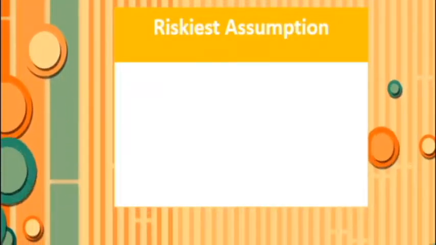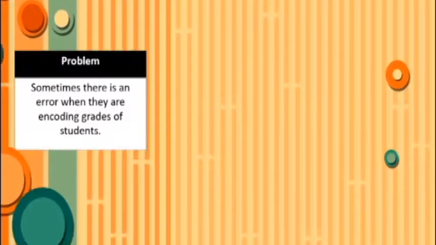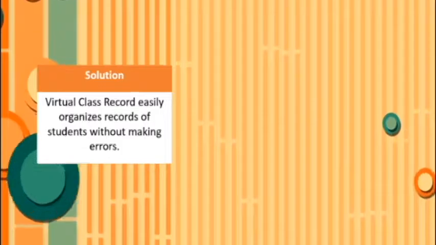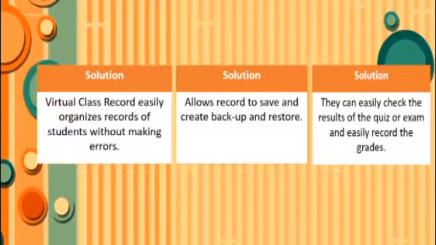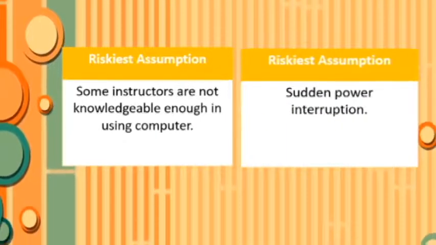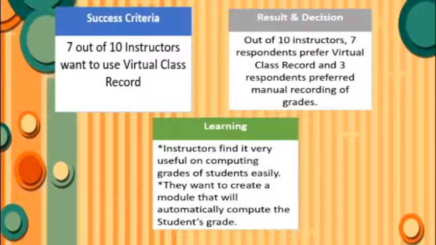The first customer we picked for our experimentation were the instructors. Their problem is that sometimes there is an error when they are encoding the grades of students. Our solution to this problem is the virtual class record that easily organizes the records of students without making any errors. Our riskiest assumption is that some instructors are not knowledgeable enough in using the computer. We believe that interviewing would be the most efficient way of experimenting on this hypothesis.